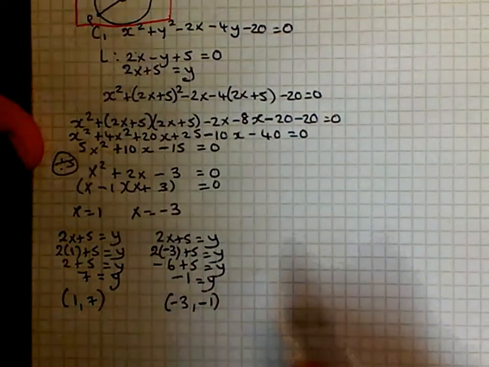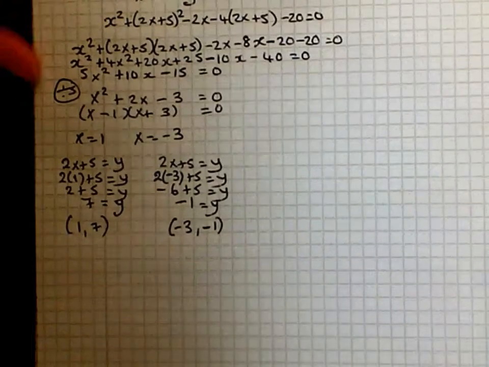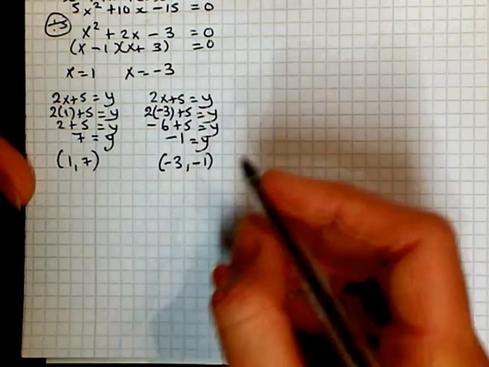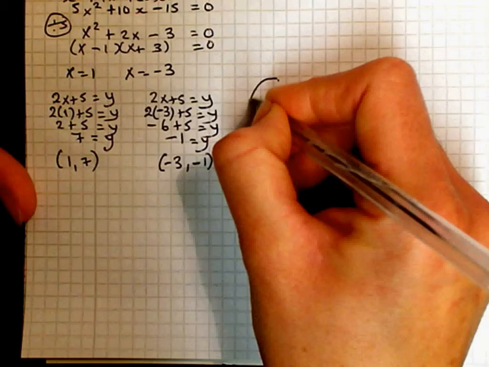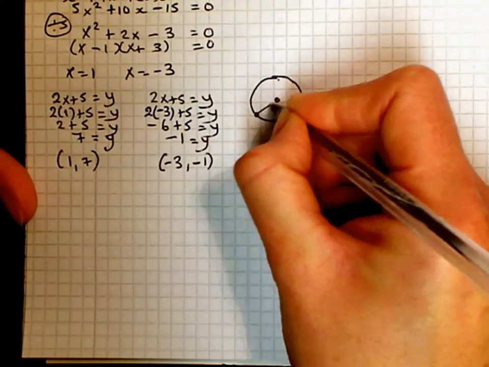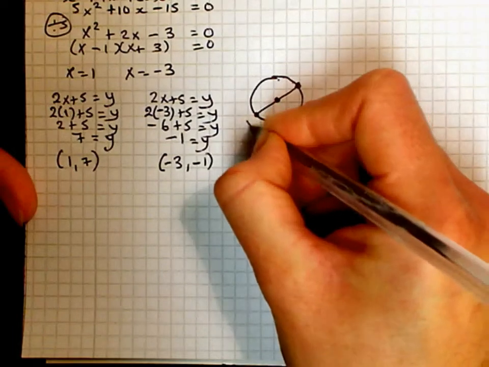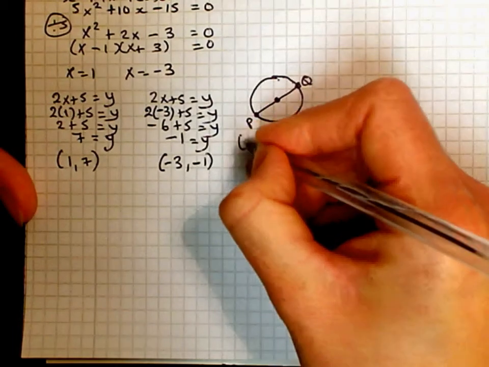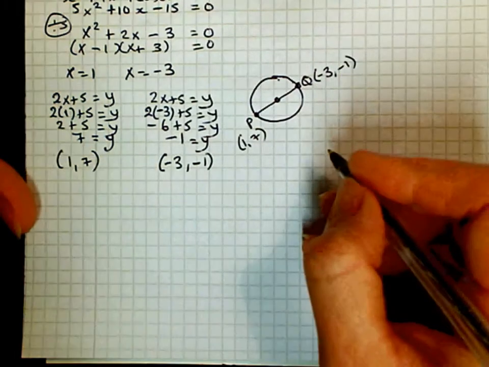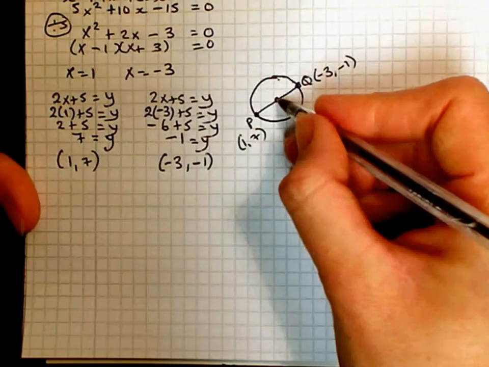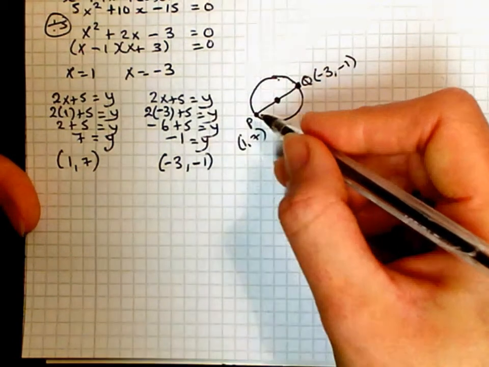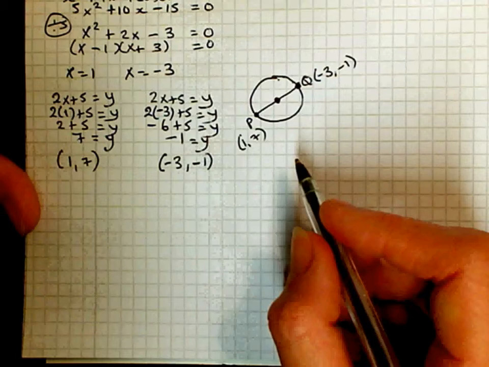So we now know, looking at our diagram again, that our diagram looks something like this. This is our center, and this is P, and this is Q. So this we'll say is (1, 7), and this is (minus 3, minus 1). Doesn't matter what way around. So to find the center of the circle, I'm going to find the midpoint of the points P and Q.